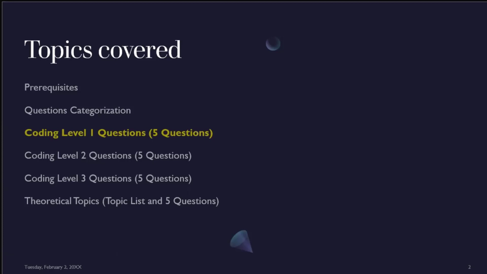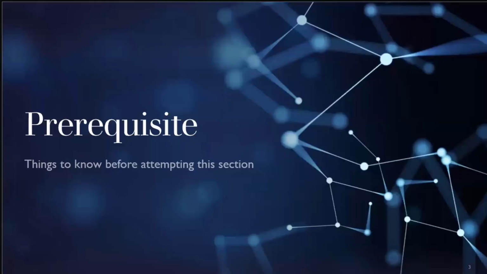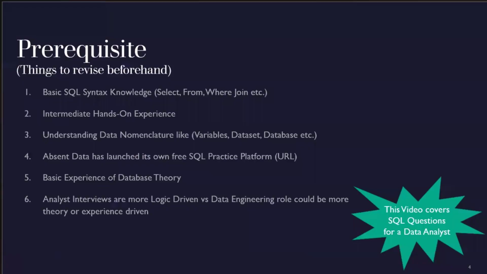There are 5 questions that will be coded, but there are subparts, so in total we'll have 9 queries on which we'll be writing the code. But before we start, let's review what you need to know before you start the series. The prerequisites are basic SQL syntax knowledge, where you should know select, from, where, join, etc. You should have intermediate hands-on experience. You should understand data nomenclature like variable, dataset, database.